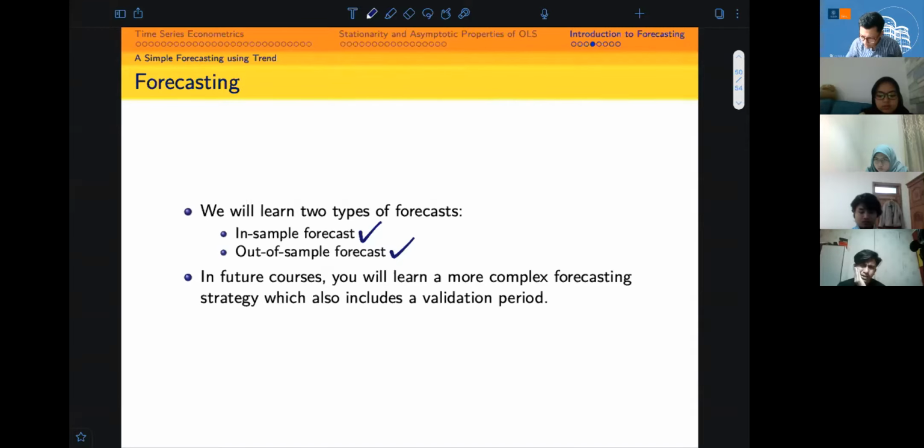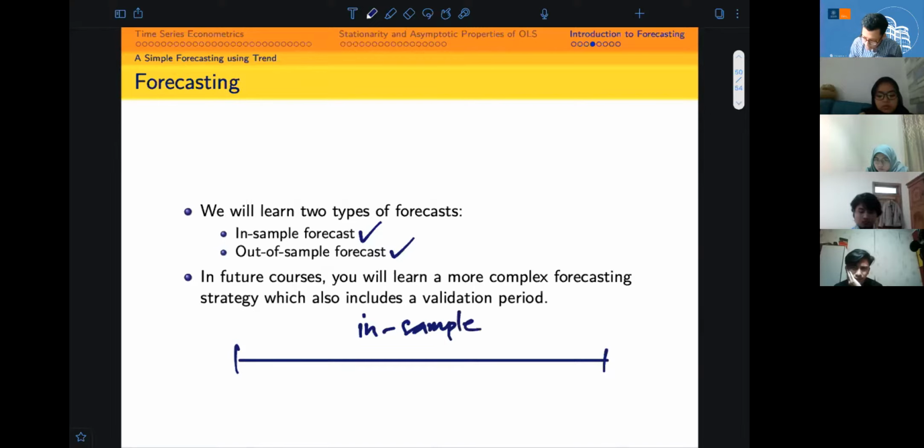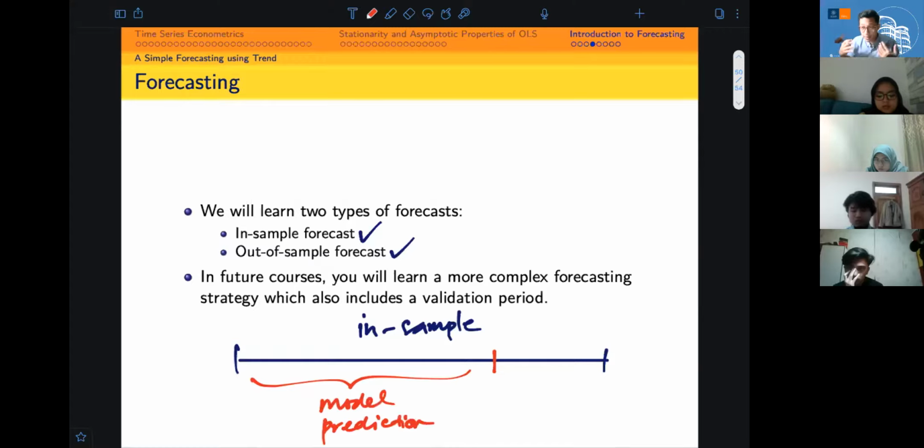Okay. Now, in future courses, you will learn a more complex forecasting strategy that also includes a validation period. I'm not going to show you here, but the idea is the following. So suppose that this is your in-sample. So what you're going to do, if you want to do a validation period, is keep a subsample. Given the estimation of the model, you're going to keep some sample of the data to use as a validation period.